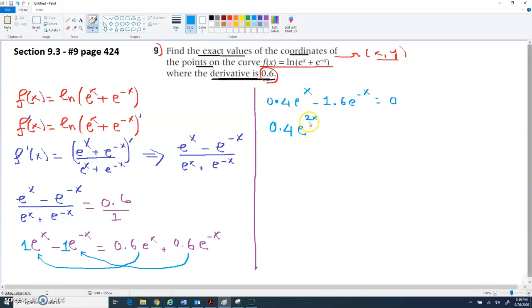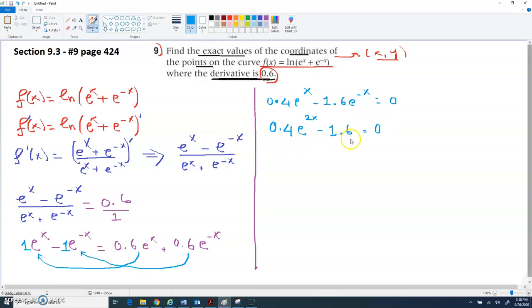So x plus x is 2x. Same thing here, if I take e to the x times e to the negative x, that becomes e to the 0, because negative x plus x is 0, and e to the 0 is always equal to 1. So all you have left in this part right here is just 1.6, and you're going to set that equal to 0. Okay, everybody good so far?